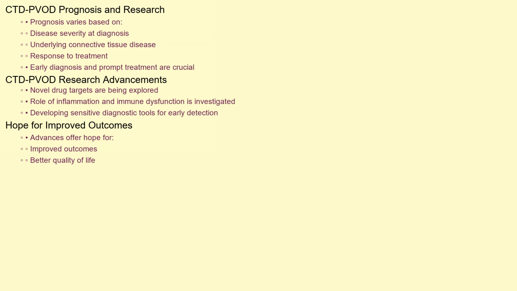Ongoing research is focused on developing new and more effective therapies for pulmonary hypertension associated with connective tissue diseases. Researchers are exploring novel drug targets, investigating the role of inflammation and immune dysfunction in the pathogenesis of CTD-POD, and developing more sensitive diagnostic tools for early detection. These advances offer hope for improved outcomes and a better quality of life for individuals living with this challenging condition.